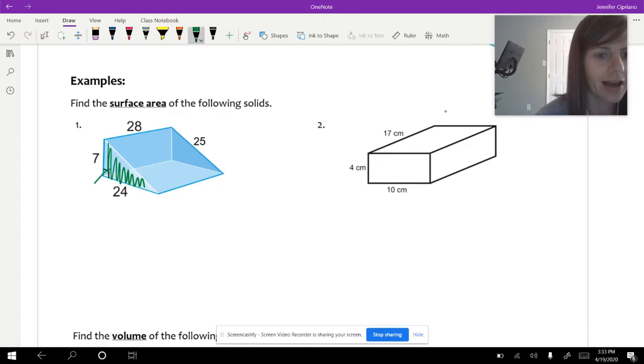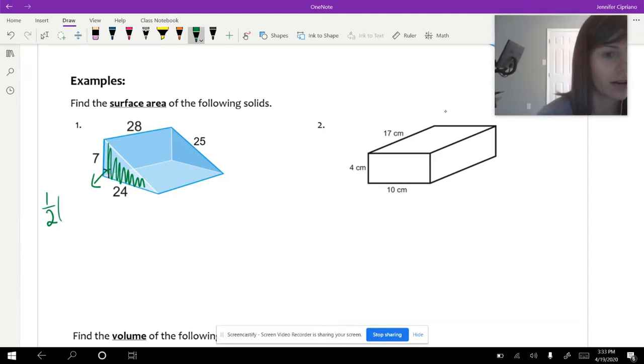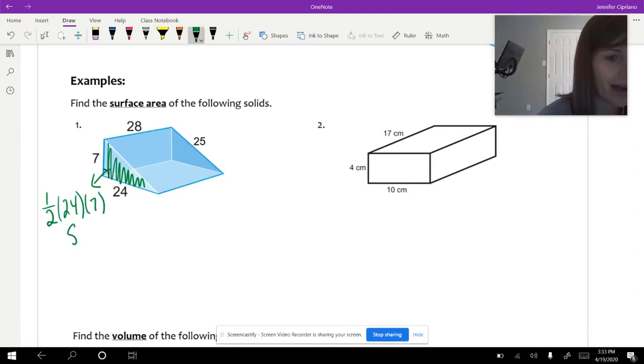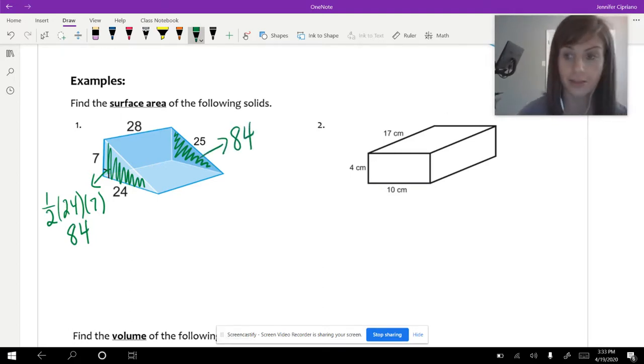So the area of that triangular base is going to be 1/2, and then area of a triangle is 1/2 base times height. So 1/2 times 24 times 7, and that's 84. So the area of that triangle is 84. That means then that the area of the other triangular base is also 84 because those bases are always going to be congruent.